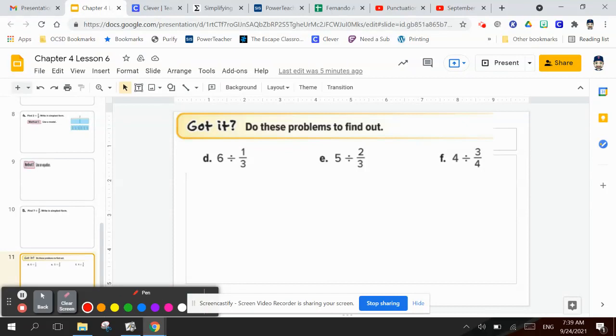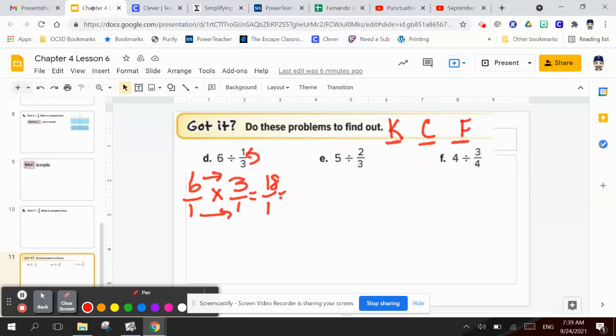So letter D on our got it problems. We'll do this one together, and then I'll let you do the last 2 on your own. So remember our keep, change, flip. Keep the first fraction the same. So 6 as a fraction is 6 over 1. Change the sign from divide to multiply. Flip the second fraction. So from 1/3, it now goes to 3 over 1. And then multiply. 6 times 3 is 18. 1 times 1 is 1. 18 over 1 is the same as 18.